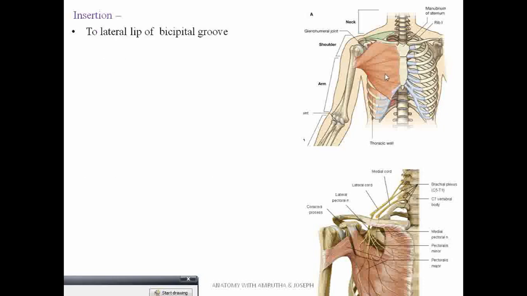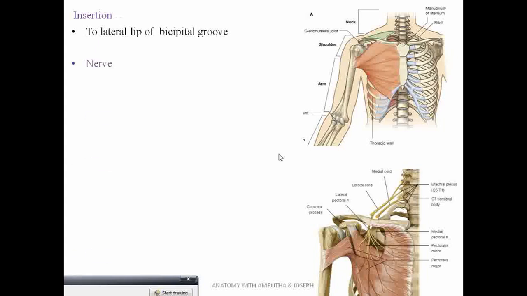Insertion is to the lateral lip of the bicipital groove. The bicipital groove is placed in the humerus, so it is inserted to the lateral lip. Pectoralis major insertion: some part is cut here, but you can see the insertion point. This is the lateral lip, and the medial lip of the bicipital groove.